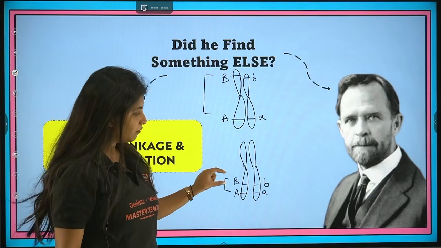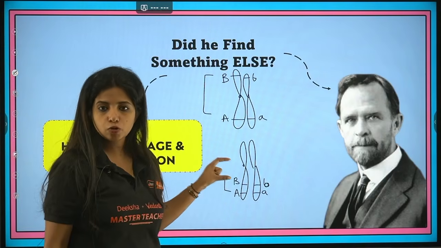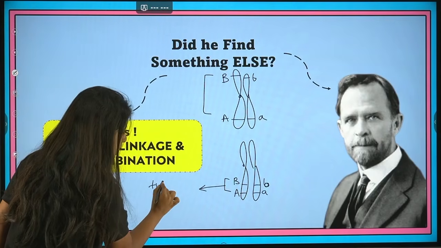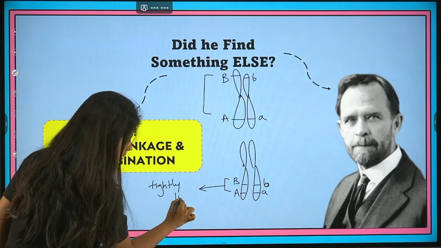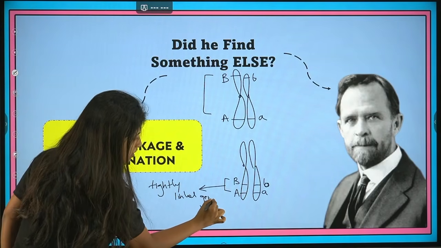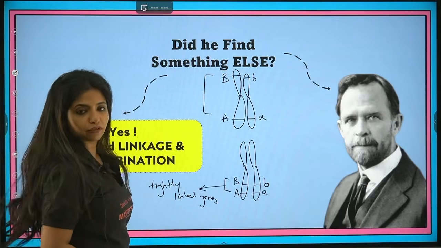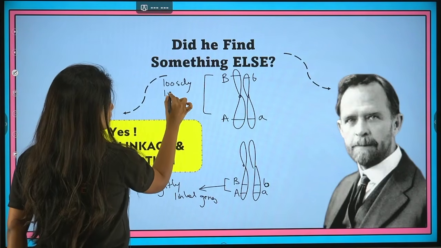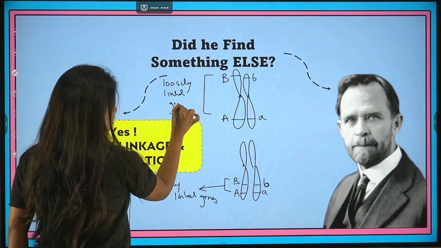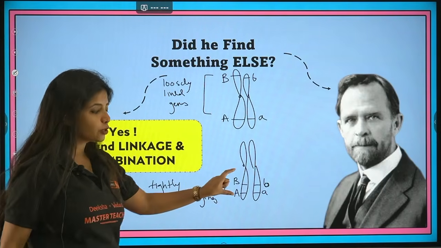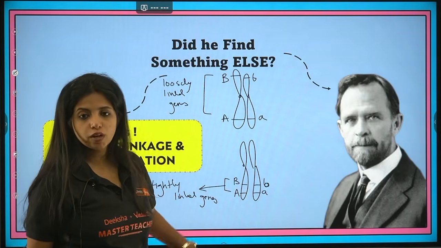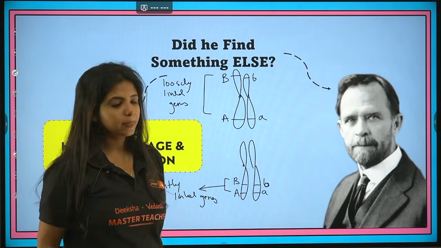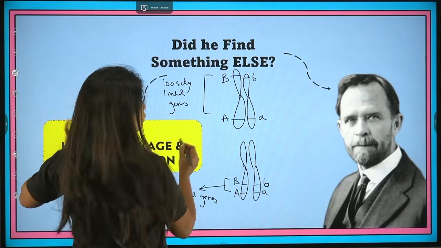Whenever the genes are very close to each other, I'll call them tightly linked genes. Tightly linked genes. When genes are very far away from each other, I'll call them loosely linked genes. This feature is known as linkage. When they are close to each other, we call this linkage. Now suppose I am cutting off this portion from here.